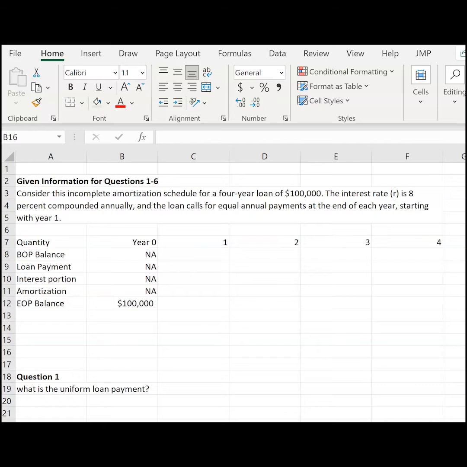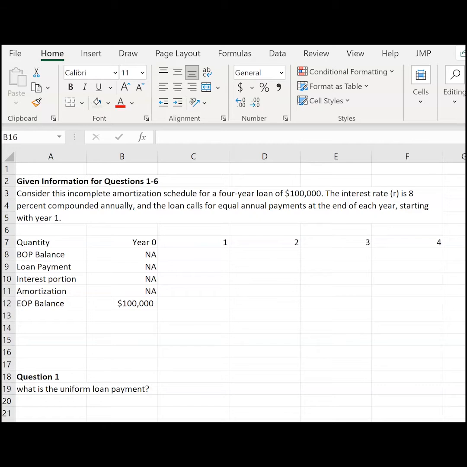All right, consider this incomplete amortization schedule for a 4-year loan of $100,000. The interest rate is 8% compounded annually, and the loan calls for equal annual payments at the end of each year, starting with year 1. Okay, so just on that alone, we know that it's a 4-year loan. We know that this loan is an amortizing loan.